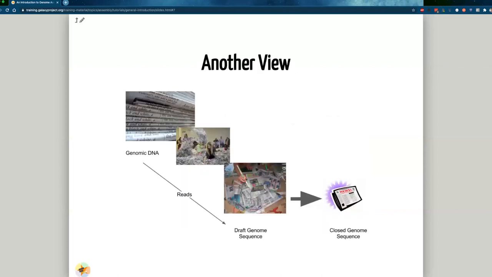Or another view of what we're doing is, imagine if you have a stack of newspapers and you put those newspapers through the shredder and then you give them to a kindergarten class and you say to the kindergarten, hey, glue the original newspaper back together. And they try and glue the draft newspaper back together again. So the draft sequence is little bits of stuff stuck together, and the closed original newspaper again is what we're trying to get.